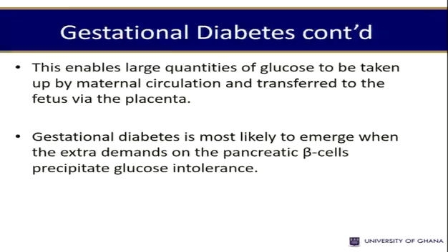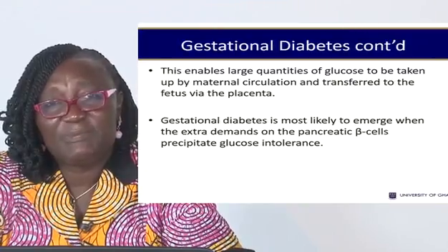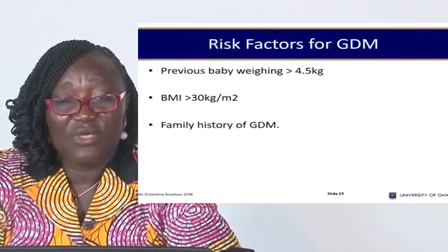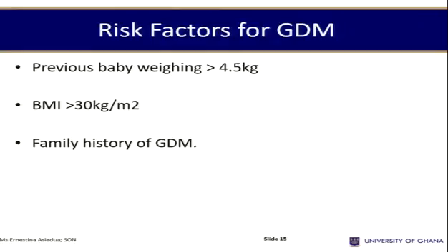Gestational diabetes is most likely to emerge when the extra demands on the pancreatic beta cells precipitate glucose intolerance. So if it remains within the normal physiological bounds, then there is no cause to worry. But there are times that there is an extra demand, and this may precipitate what we call glucose intolerance, and diabetes occurs.